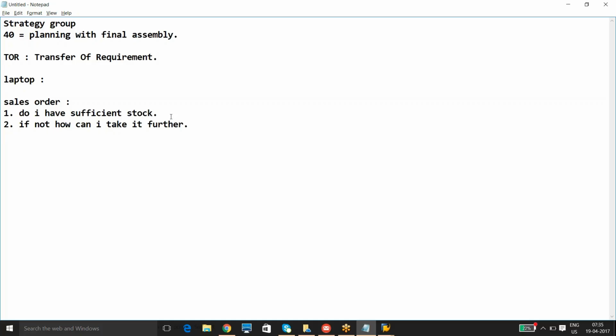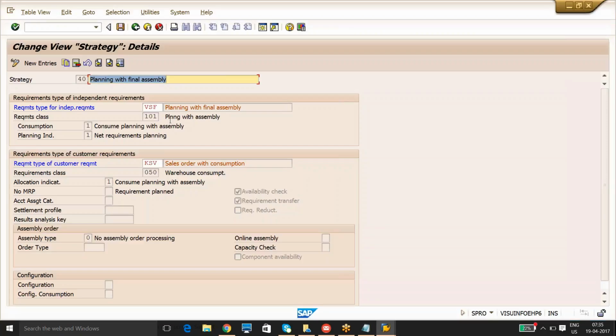For the first question, do I have sufficient stock, the requirement class plays a vital role, where it says warehouse consumption. We have different values for different strategies. If I have to see how my warehouse consumption is happening, I will use the strategy group planning with final assembly, where I'm ensuring that the order can consume the warehouse stock which is there. Hope you got me.